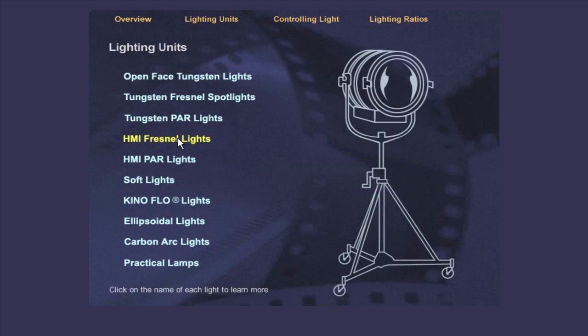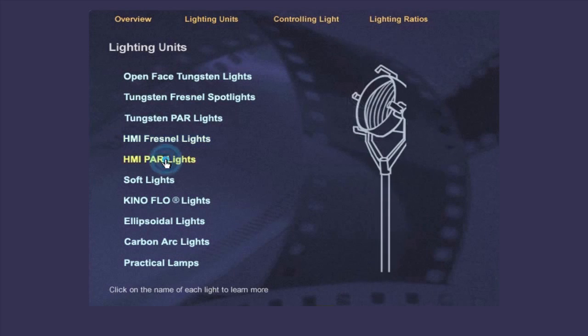Small HMI Fresnels of 200 to 1200 watts are used as interior direct light or bounce light when daylight color balance is needed. 12 to 18 kilowatt HMI Fresnels have replaced the carbon arc lights as the workhorse large light. HMI PAR lights are a highly efficient source of daylight balanced light of 5600 degrees K. Since HMIs operate at cooler temperatures than the comparable wattage in tungsten units, they're more comfortable for the talent.